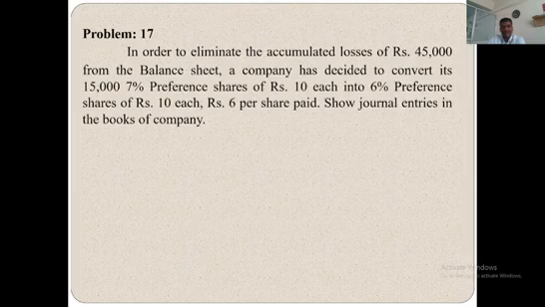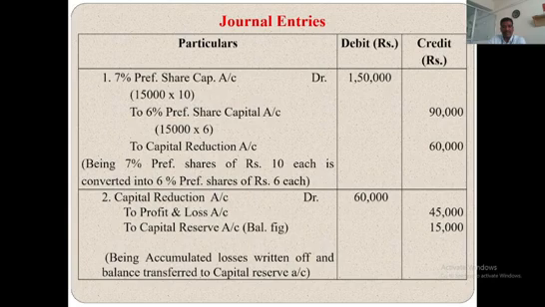This capital reduction adjusts only 45,000 accumulated losses. So we have how much? 15,000 only, we have 60,000. Capital reduction account debit 60,000 to profit and loss account 45,000. The remaining figure transferred to capital reserve account rupees 15,000, being accumulated losses written off and balance transferred to capital reserve account.